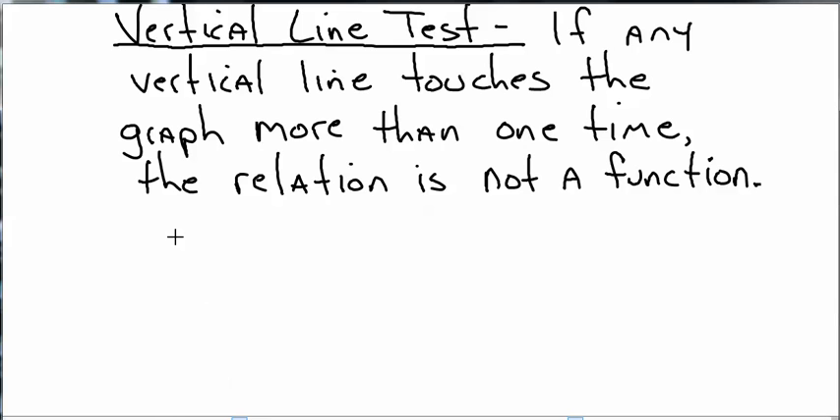So if you've got a graph, okay, and let's say that here's your graph, and you take a vertical line. Can you guys picture a vertical line here? And you start sliding that vertical line along this graph. Will it ever touch it more than once? No, it'll never touch it more than once. So that's a function. Okay? This would be a function.